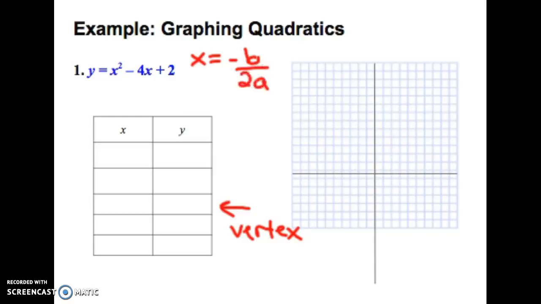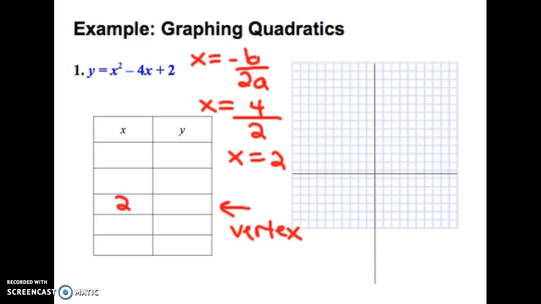In this case, if I use the formula, your b is the number in front of x. Negative 4 is in front of x, so negative b would be positive 4. A is the number in front of x squared. Since there's an x squared there but no number in front of it, we assume that a is 1. So 2 times 1 is 2. So x equals 4 divided by 2, which is 2. So that is the x coordinate of your vertex, and you'll want to find that each time.